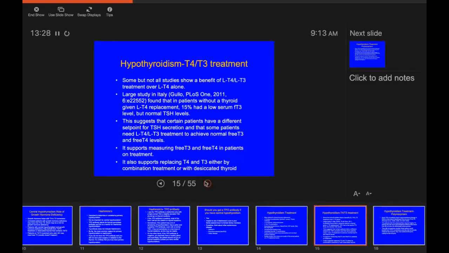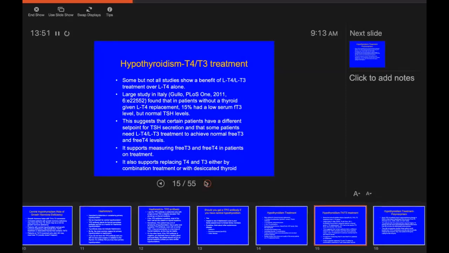There have been some studies, but not all studies, that show a benefit of T4, T3 treatment together over T4 alone. And I think more and more endocrinologists are using the T4, T3 combinations than they were 15 or 20 years ago. And there was a study that showed that especially endocrinologists in the United States use them more than in other places around the world. But I think things are changing. A lot of doctors see.